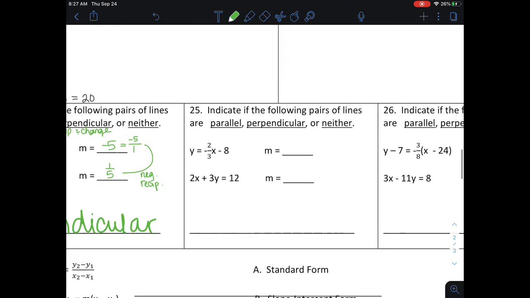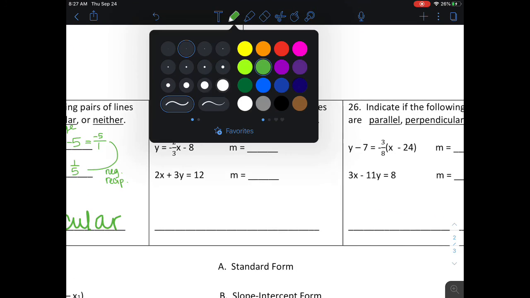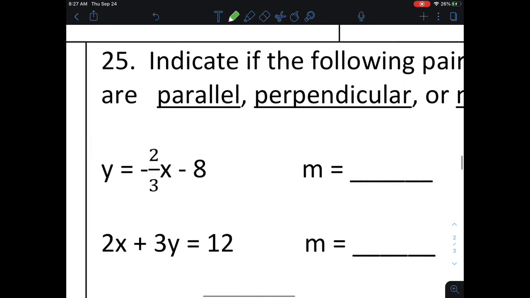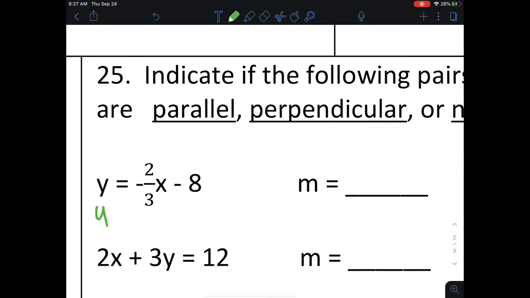Okay, next we have number 25. Same situation, different problem. So this is obviously in slope-intercept form, excuse me. All right, so that means this has to be the slope, so that's -2/3.